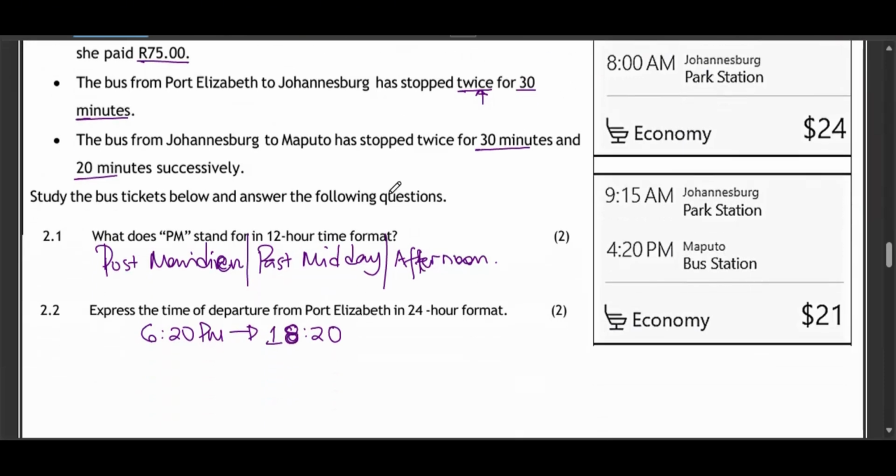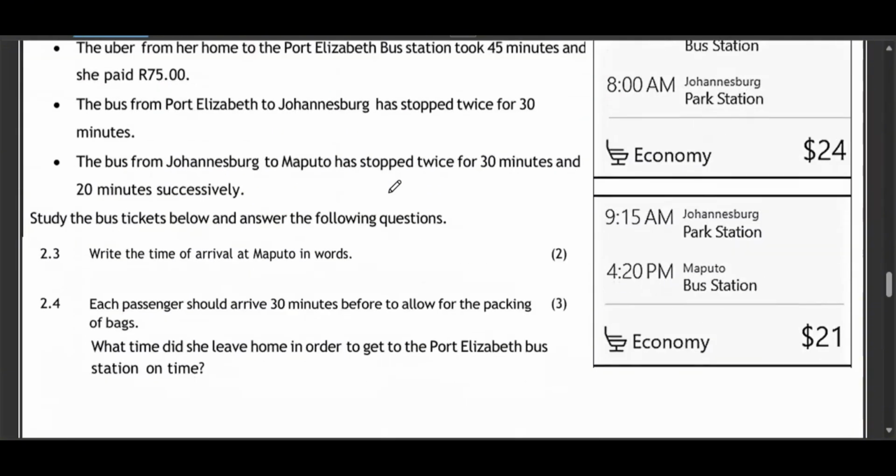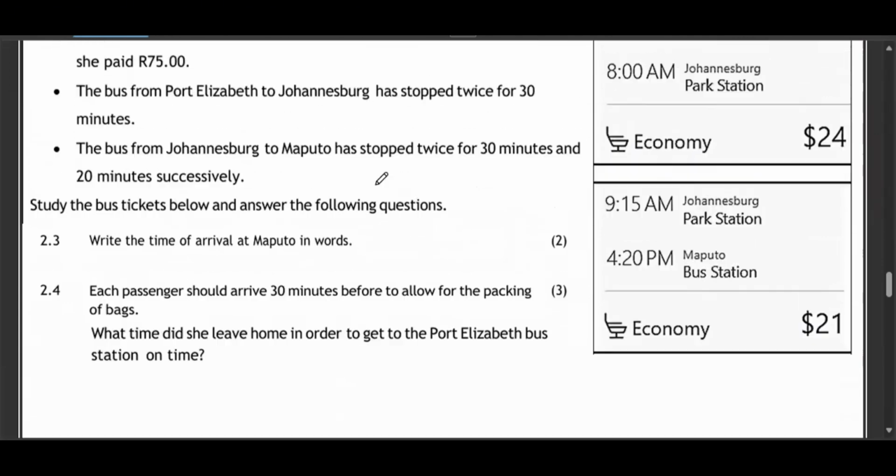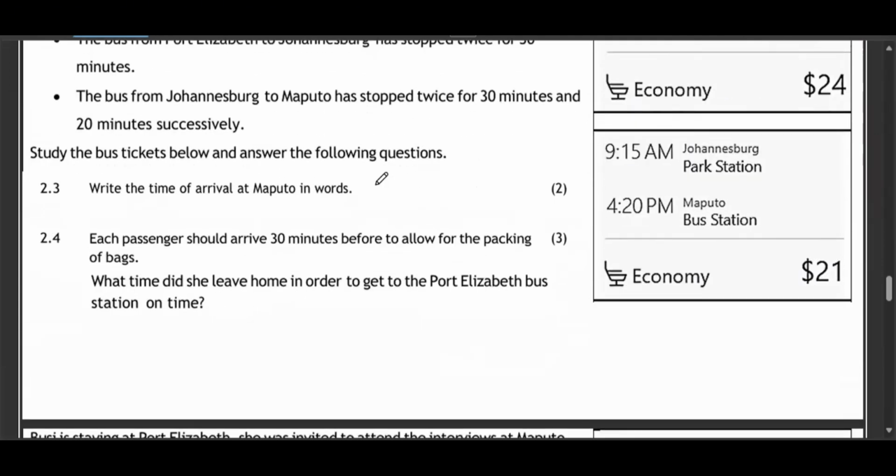Now we go to the next question. Same scenario. The question says, write down the time of arrival at Maputo in words. When did they arrive in Maputo? So here you are supposed to say 20 minutes past 4. Do not stop here, but let us know that it was what?